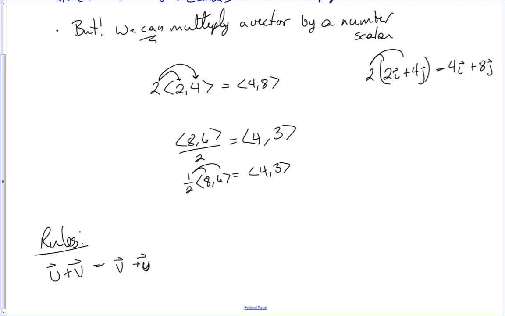Now, vector u plus vector v plus vector w in this form is the same thing as vector u plus vector v plus vector w. Okay, so just like addition, this is commutative or associative as well. You can do it in any order you want. Parentheses don't matter. All right, parentheses don't matter.